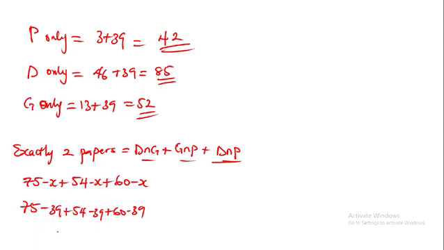And what do we have? We have 75 minus 39 to be equal to 36. We have 54 minus 39 to be equal to 15. We have 60 minus 39 to be equal to 21. So 21 plus 15 plus 36, what do we have? We have 72. So those who read exactly 2 of the newspapers are 72 in number.